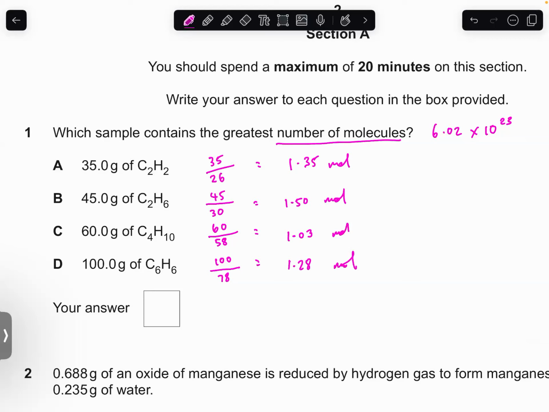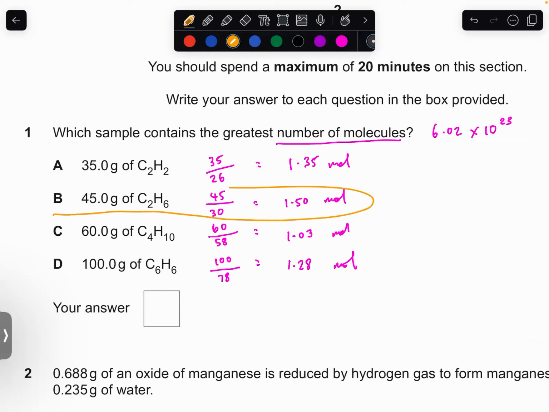Now, as you can see, the one with the greatest number of moles is B. And if you then multiply that by Avogadro's number, it will still be the greatest because it's got the greatest number of moles. So the answer is B. Moving on.